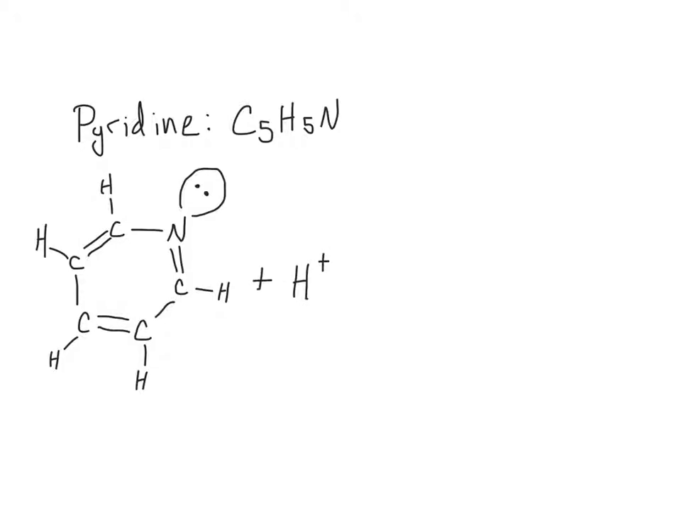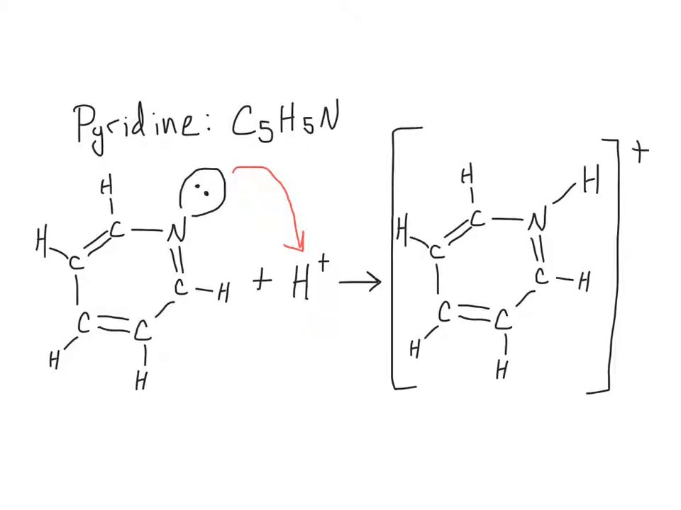The lone pair on this nitrogen is a region of a lot of electron density that could stabilize the proton. And so the acid-base reaction would look something like this, where the pyridine electrons interact with the proton and generate this pyridinium ion. Organic bases in this course will all have nitrogen atoms with lone pairs.